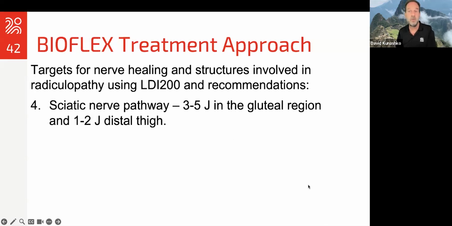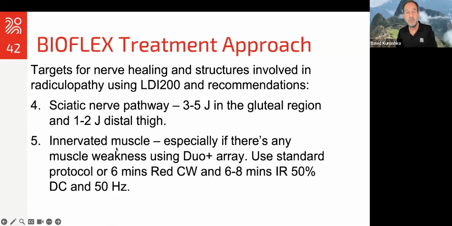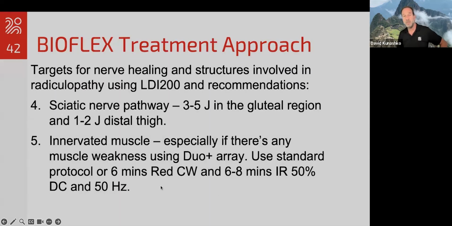This is also going to be helpful with analgesia and helpful for pain relief as well. And then if it's getting into the muscle, you're having muscle-related problems, you can treat the innervated muscle as well, using the dual array. The protocol there might be 6 minutes red, 6 to 8 minutes infrared, 50-50, so 50% duty cycle and 50 hertz is what I'd recommend.